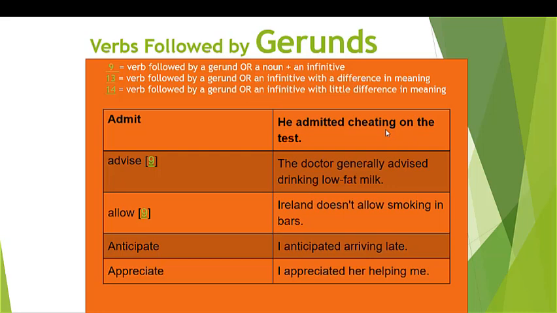Verb followed by a gerund or a noun plus an infinitive. Verb followed by gerund or an infinitive with a difference in meaning. And verb followed by gerund or infinitive with little difference in meaning. Admit. He admitted cheating on the test. Advise. The doctor generally advised drinking a lot of water. Ireland doesn't allow smoking in bars. I anticipated arriving late. I appreciated her helping me.